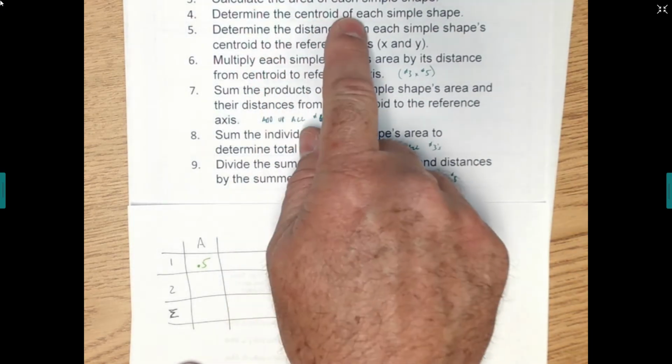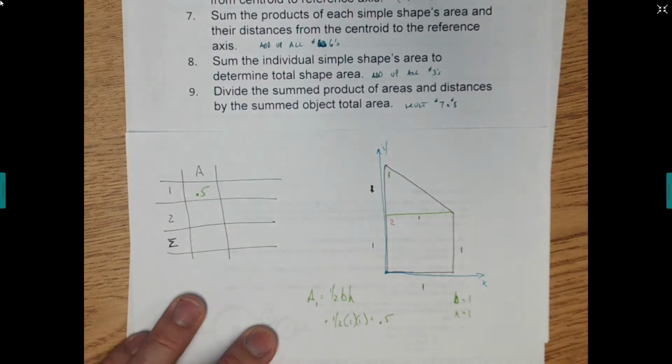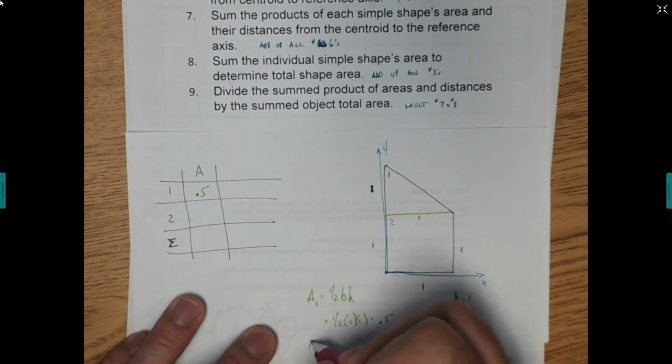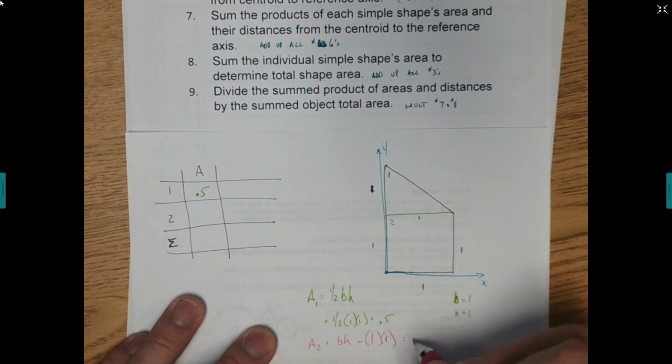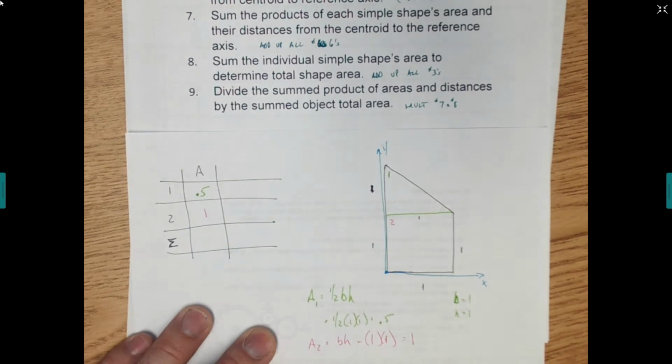Okay, for each simple shape, so I'm not done yet. Let's do my second one. The area of my square, number 2, is just base times height, right? So it's just 1 times 1, and we end up with 1. Super easy.